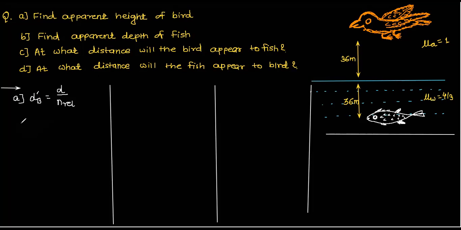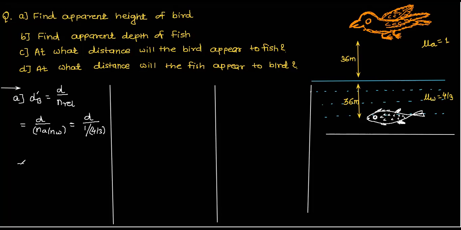So now this is equal to D divided by n relative. What will you get for n relative? N air by N W. Keep it in mind. Once you understand this, it is very easy for you. Right? So this is equal to D divided by 1 divided by 4 by 3. Keep it in mind, 1 by 4 by 3. So what will come up now? 4 will come up, right or wrong?